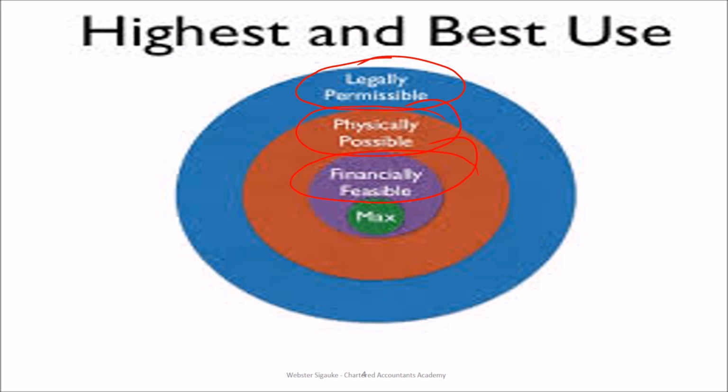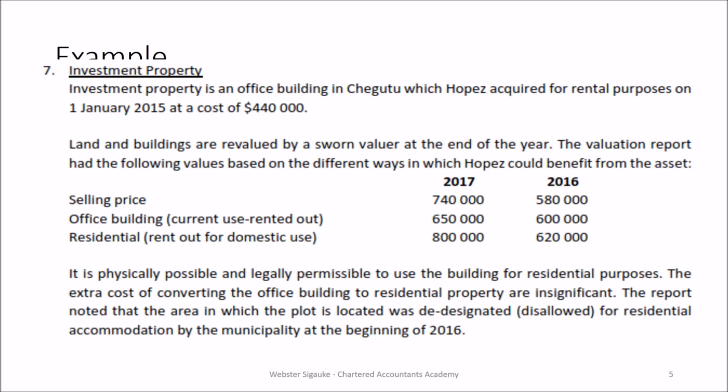So each time you're considering highest and best use, those uses which you want to consider should tick certain boxes, which are, is it legally permissible for me to use it that way? Is it physically possible for me to use it that way? And is it financially permissible for me to actually convert that building to use it that way? Let's do a small example.